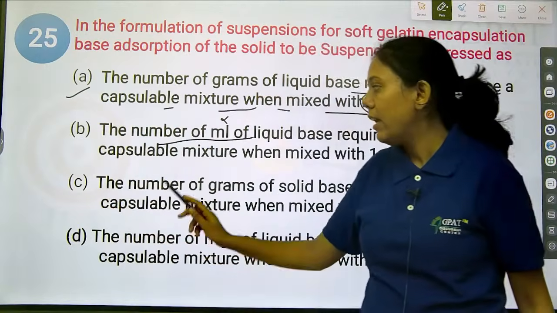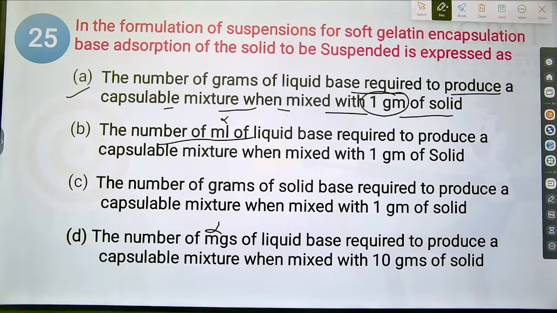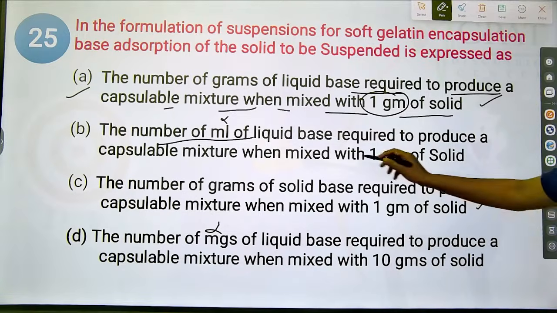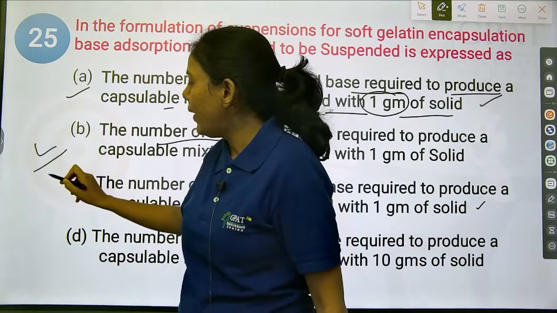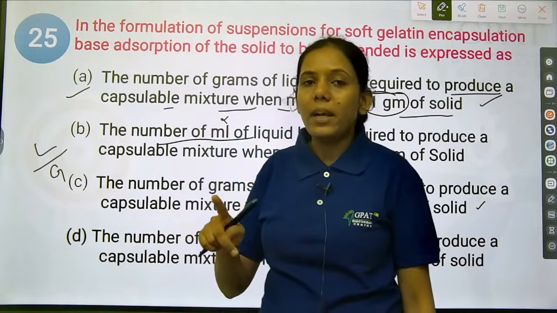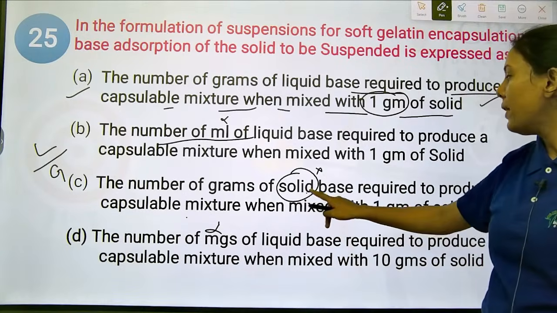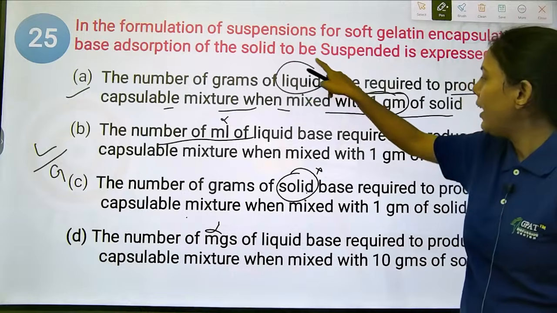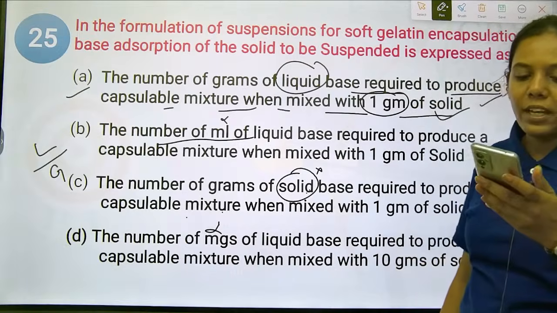We will see why not C. The number of grams of solid base required to produce a capsulable mixture when it is mixed with 1 gram of the solid. Here it is not a solid, we are mixing liquid, right? Number of grams of liquid for 1 gram of the solid, right? But in option C they are telling number of grams of solid required to mix with the solid. We are not mixing solid with the solid, we are mixing liquid with a solid, okay? So that is the reason option B, C and D will not be there. Option A is the right answer.